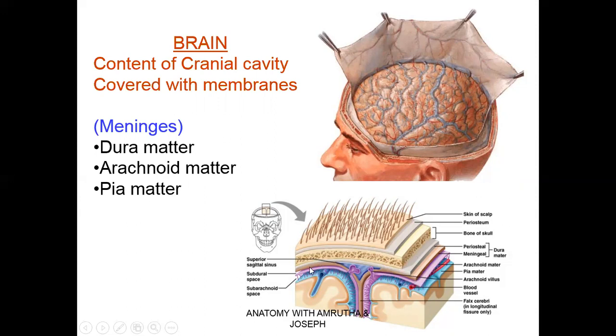Dura, arachnoid, and the pia mater, which is represented here in blue color, is adherent to the brain and reaches into the sulci of the brain. So dura, arachnoid, and the pia mater. The dura mater has two layers: a periosteal layer and a meningeal layer. The periosteal layer is close to the bone, and the meningeal layer is placed on the inner aspect of the periosteal layer.